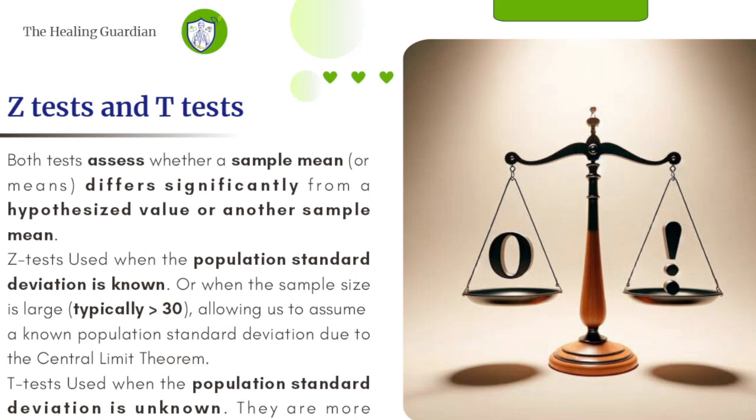So sometimes we use a hypothesized value, which is a value which is known. Maybe you read it from the news or from documents, you get the known value, then you compare it with the mean you have got from your sample. So we use this mean and the hypothesized value to make these z-tests and t-tests.